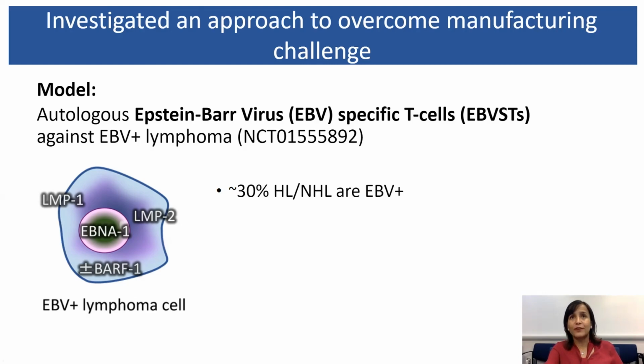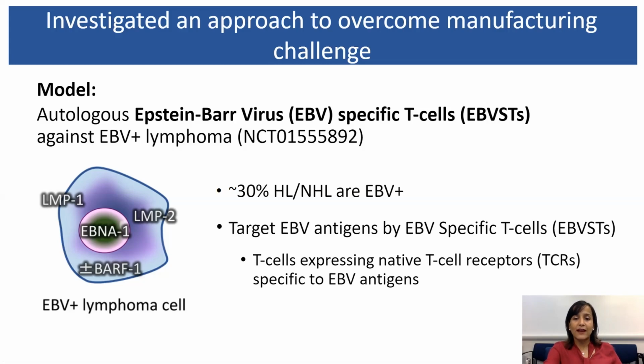We know that 30% of Hodgkin's and non-Hodgkin's lymphoma are Epstein-Barr virus positive. And as you can see here, the EBV-positive lymphoma B cell expresses the latent viral antigens as shown here. And we can generate T cells that would target this EBV-positive lymphoma B cell by targeting these EBV viral antigens. These cells are called EBV-specific T cells, and these are the T cells expressing native T cell receptors specific to these EBV antigens.